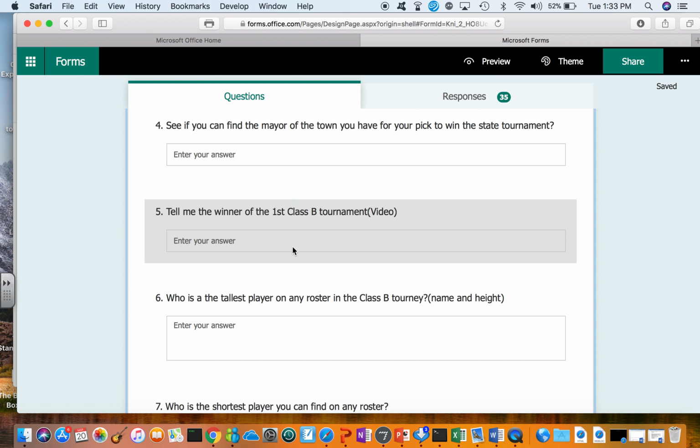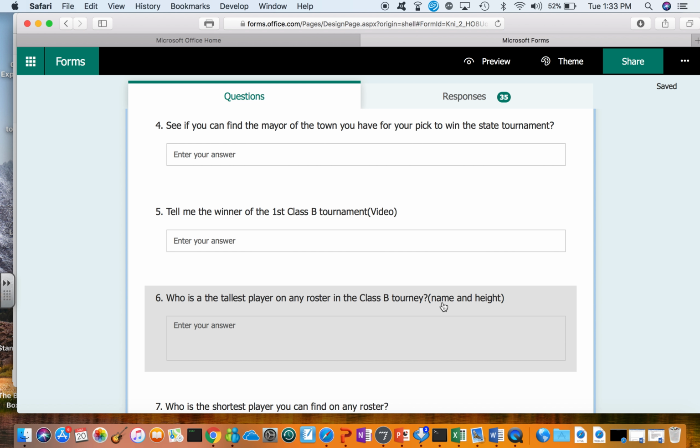Who is the tallest on any roster of the Class B tournament? Name and height. Some of you just put the height. Some of you just put the name. We have to have name and height. We need to read our questions.